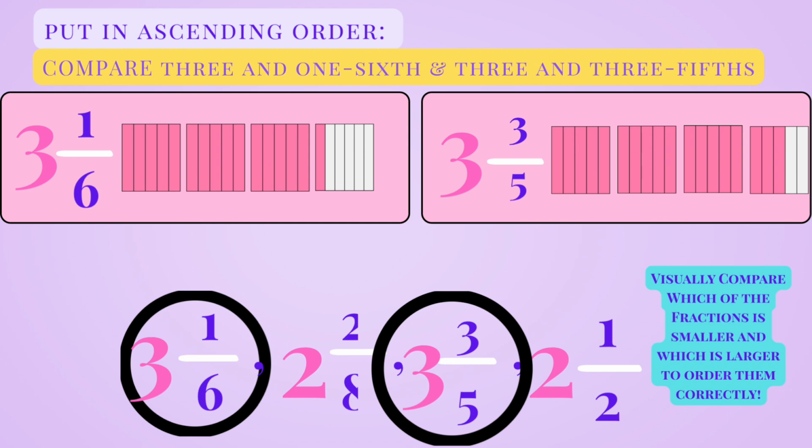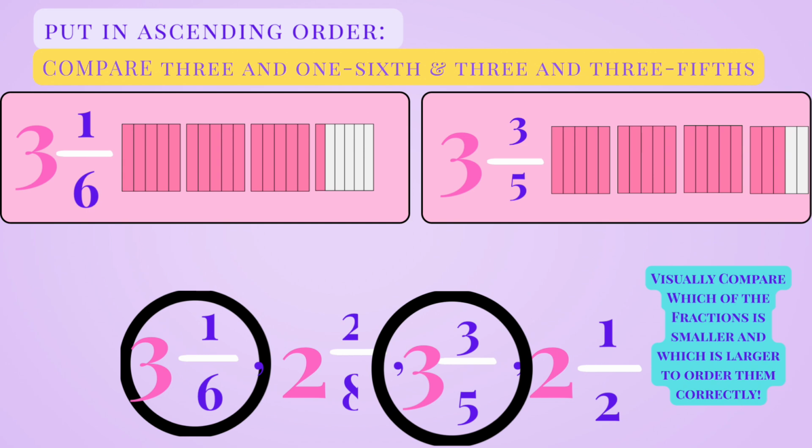Now let's compare 3 1/6 and 3 3/5. Again, both have the same whole number, 3, so we need to compare the fractional parts. You could find common denominators to compare these, but it's also important to develop number sense by thinking about what these fractions actually mean. The fraction 1/6 represents 1 piece out of 6 equal parts, which is quite small. The fraction 3/5 represents 3 pieces out of 5 equal parts.